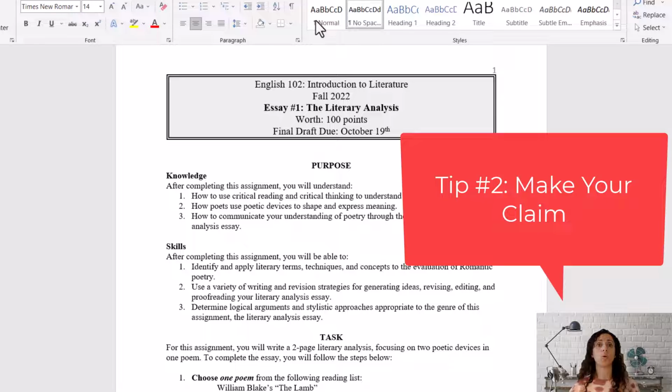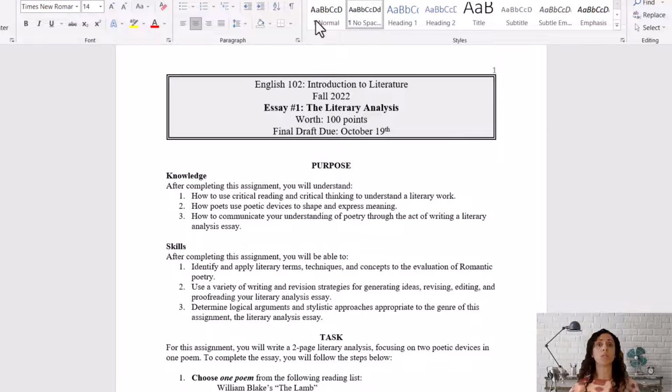Tip number 2, make your claim. Because the essay asks you to be specific in your focus, choosing one poem and writing about the poet's use of 2 poetic devices, the claim or thesis of your essay should be specific and debatable, since your essay is an argumentative piece. To develop a specific debatable thesis, answer these 2 questions.